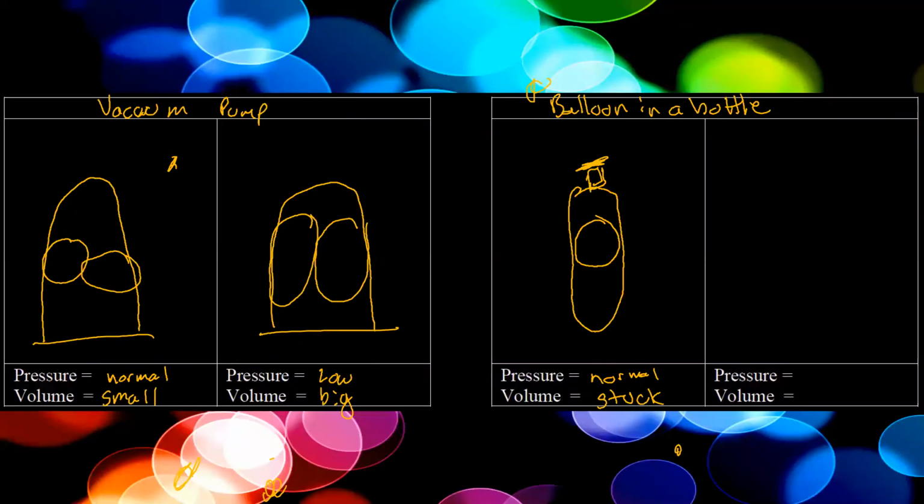I increased pressure, exactly. And by increasing pressure, so let's just say from normal, it's gone to high. Is that okay? High pressure.